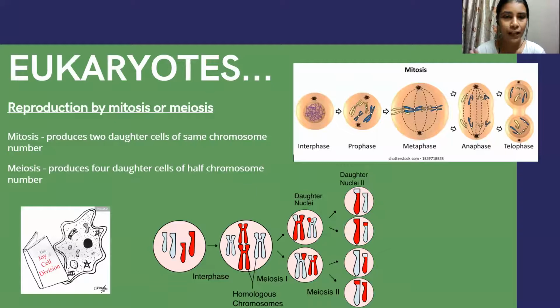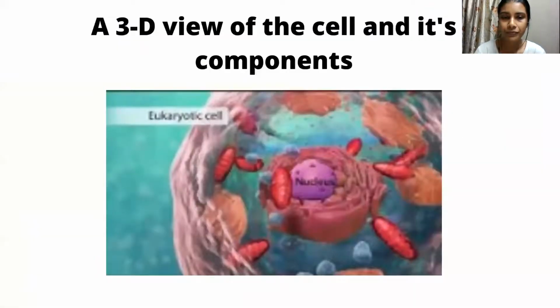Next, we come to reproduction of eukaryotes. Reproduction of eukaryotes takes place by mitosis and meiosis. Mitosis produces two daughter cells of the same chromosome number. Meiosis produces four daughter cells of half the chromosome number. There it was binary fission and sexual reproduction by transduction, transformation, and conjugation. And here it is mitosis and meiosis. That's it. So let's study the different functions of all the cell organelles.